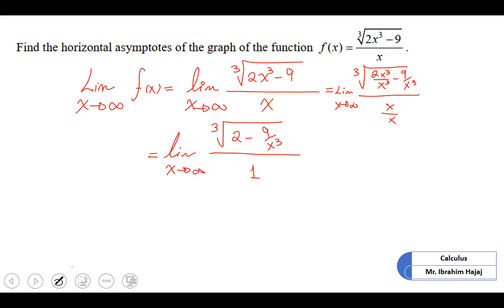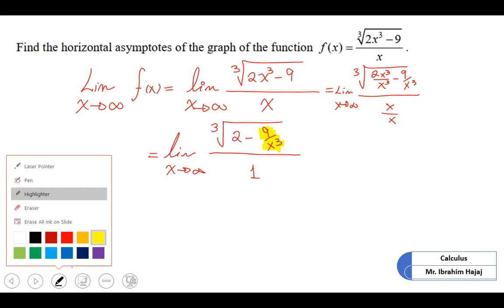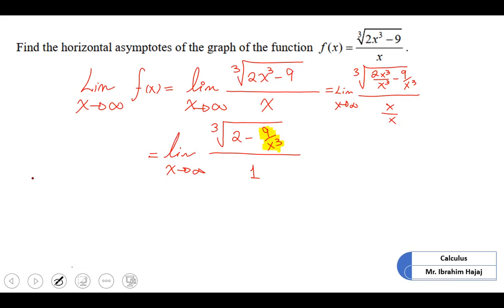It's 0. So you will find that the limit as x approaches infinity for 9 over x cubed is 0, and the limit of any constant, here 2, is the same, and the cubic root of 2 stays the same. Over what? Over 1. So our answer here will be the cubic root of 2 over 1. Leave it as cubic root of 2, or you can find it as a decimal, rounded to the nearest hundredths, if possible. Okay. Yes. Next.